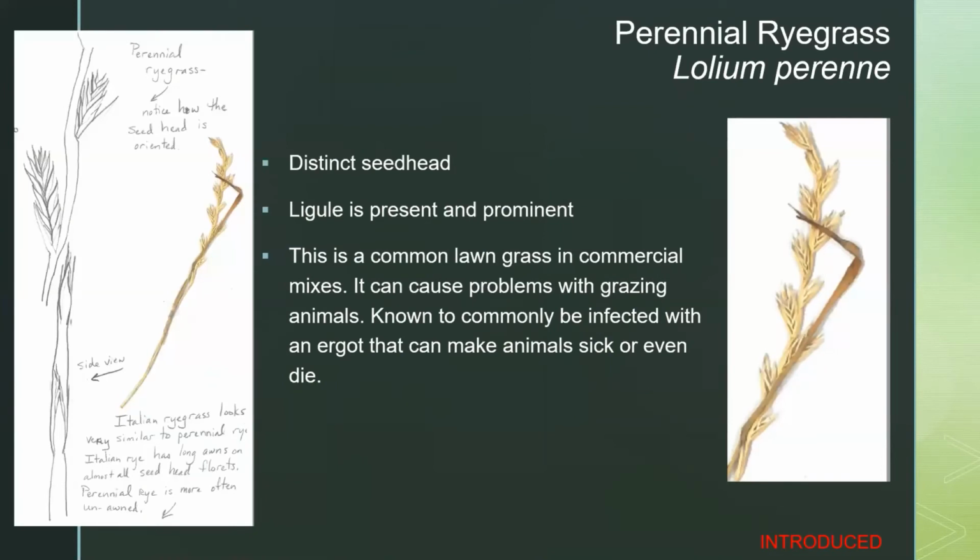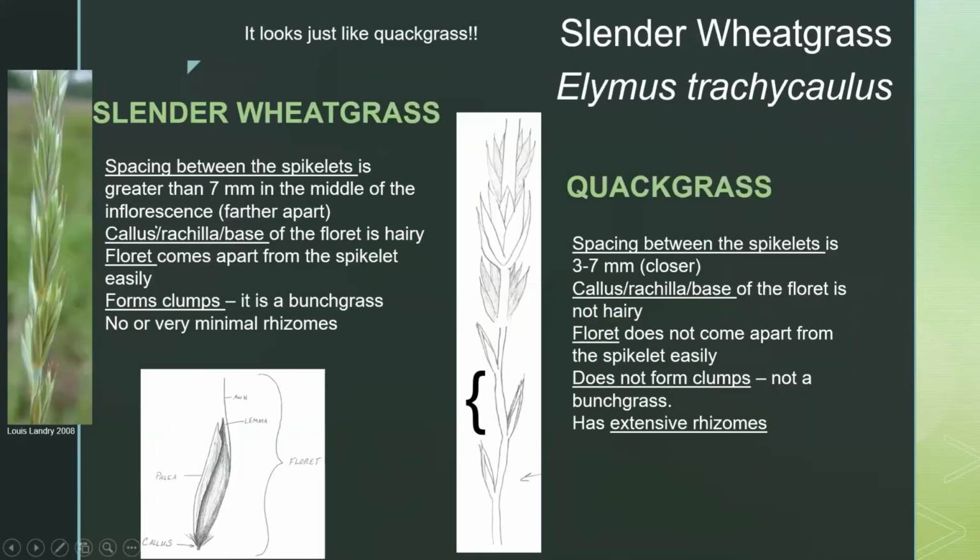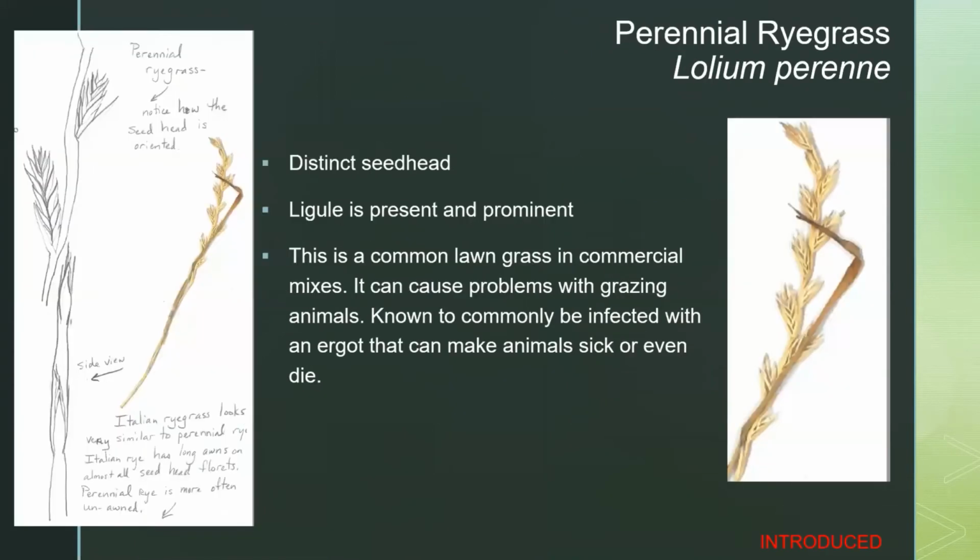Ryegrass, perennial ryegrass is another one introduced that you can run into. And notice the way that it grows along the stalk. So as opposed to this, where if they were hands, they'd be almost facing each other, and this one, they're waving at us. Okay, see how that's arranged? A little bit different. It's got a little bit longer and more narrow spikelet. And it's very common in lawn grasses and mixes.